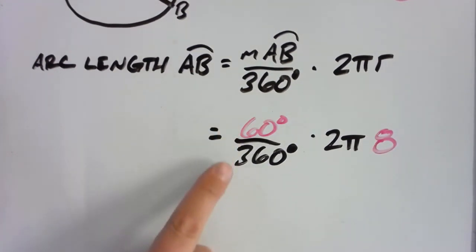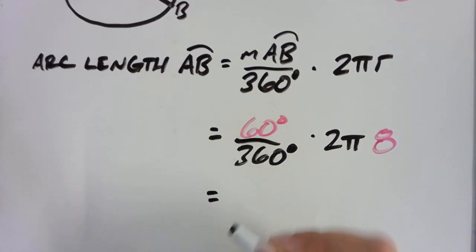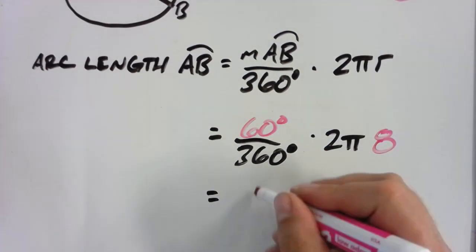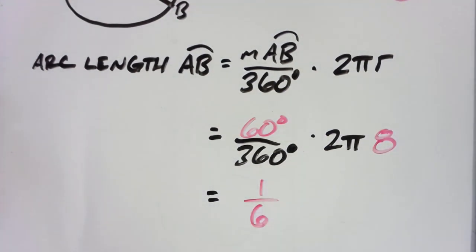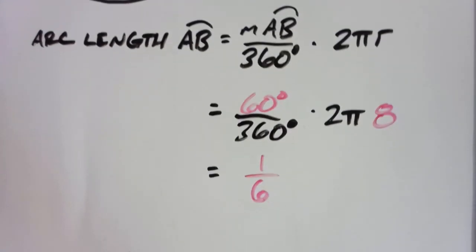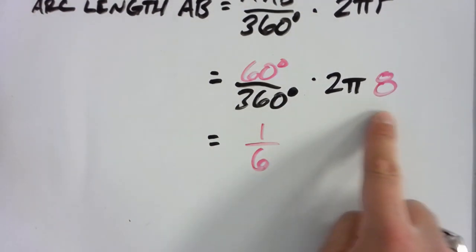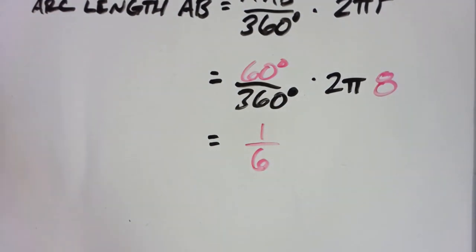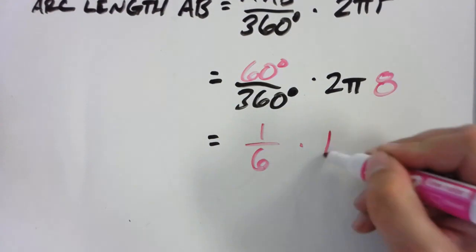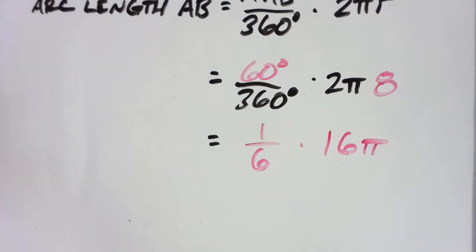So I'm just doing calculator work over here. This fraction can reduce. 60 over 360 reduces down to 1/6. What's the significance of this 1/6? This tells me the size of the slice relative to the pizza. It's 1/6 of the pizza. And then over here, I can multiply the 2 and the 8. I'll keep it in exact form for right now, but that's going to be 16 pi.